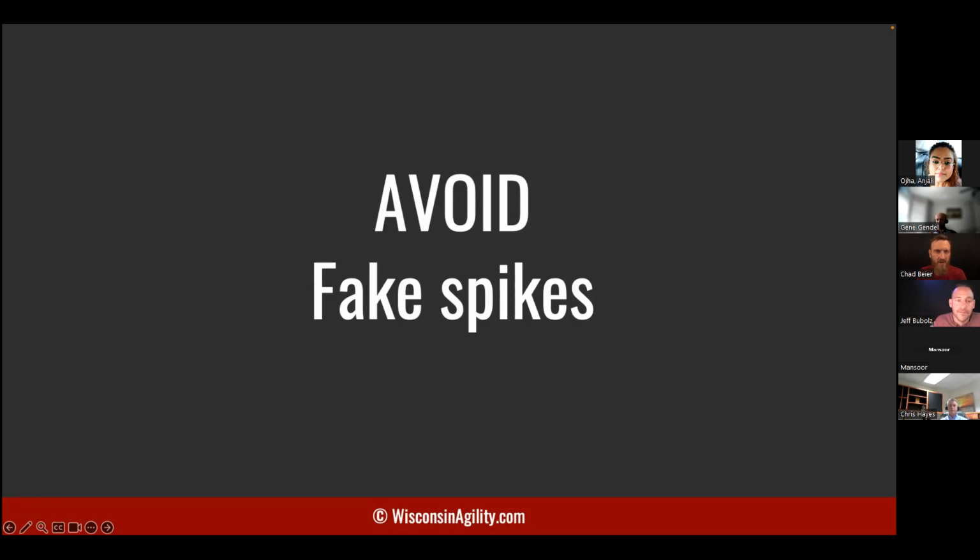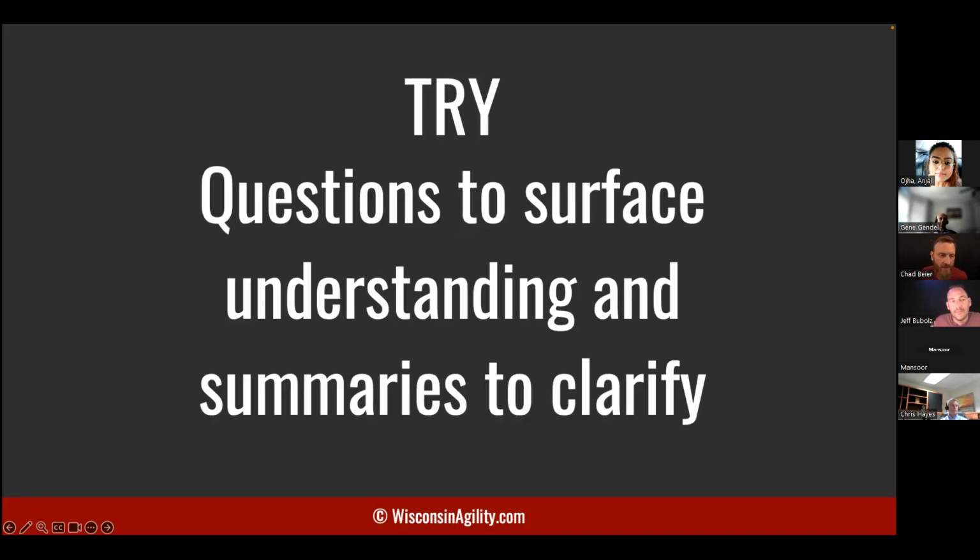And then this last one in this section, we kind of hit on this earlier when we were talking about taking that facilitative stance. It sounds simple, but it's impactful. Use questions to surface understanding and then summarize it for clarity. So it would look something like this.